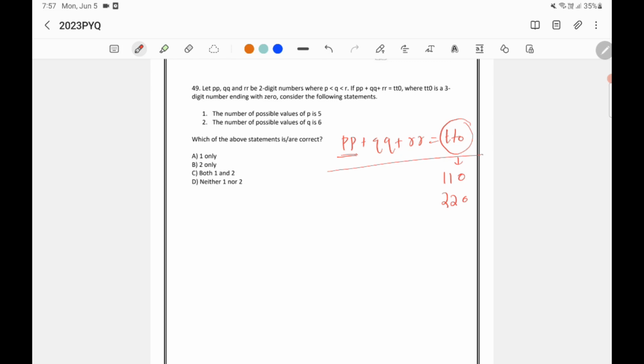That means PP I am writing as 11 into P. So 11 into P plus 11 into Q plus 11 into R is equal to, if it's 110, it is 11 into 10. If it's 220, it's 11 into 20. So if I cancel out 11 all around, it will become either P plus Q plus R is equal to 10 or P plus Q plus R is equal to 20, right? So we need to find out now different values.